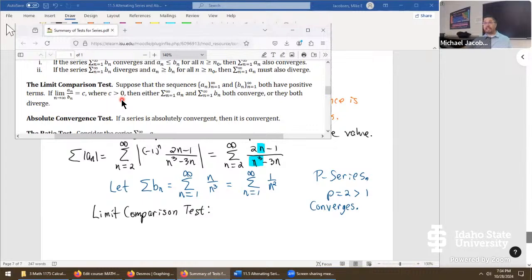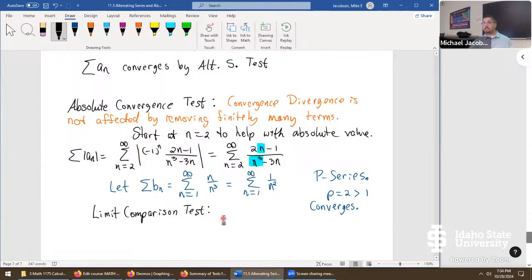And it has to be finite. We can't get an infinity either. If that happens, then both series converge or they both diverge. We said convergence here, so if our limit comes out right, we will say both series converge by limit comparison test. So let's write out the limit next.